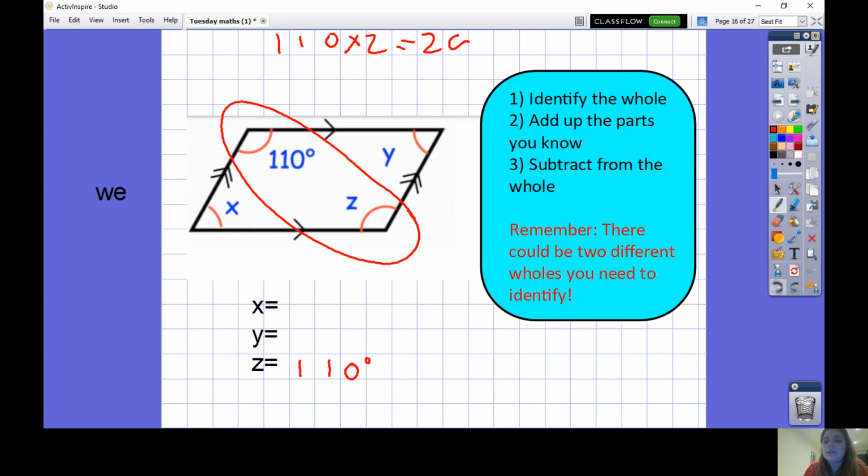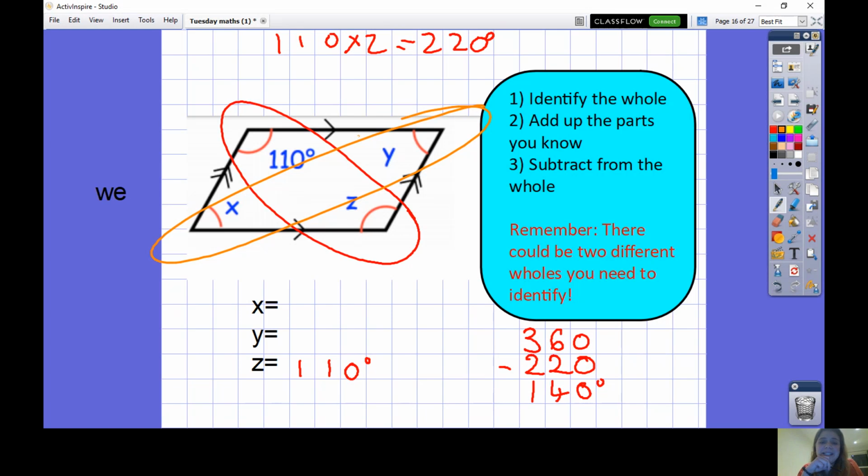Sorry, 220 degrees. Okay, now to find what the two other angles are, what I need to do is 360 take away 220. I'm getting rid of my matching angles. That will give me 140 degrees. But be careful, they're not both worth 140 degrees each. That would be too much. If I had 220, add 140, add 140, that's clearly going over my 360 limit. Two of them is equal to 140, so each of them would be just 70 degrees each. 140 divided by 2.